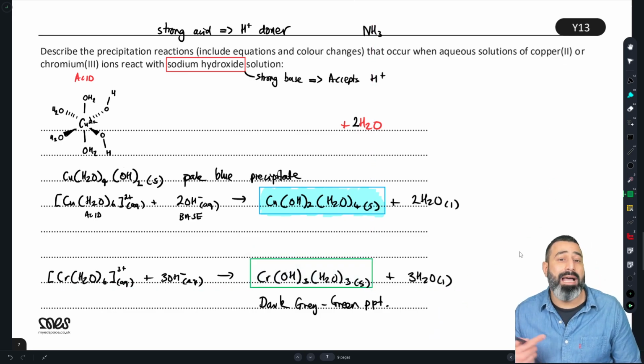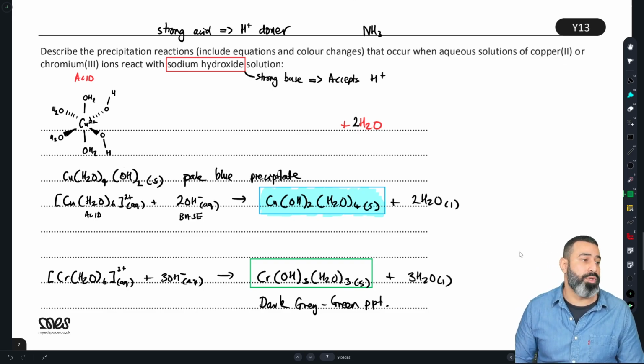And there you go. So these are acid-base reactions, not ligand substitution reactions.